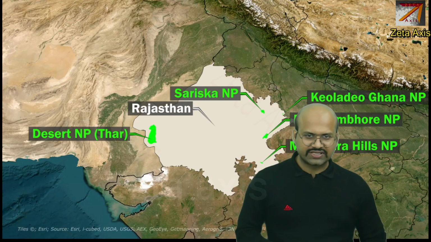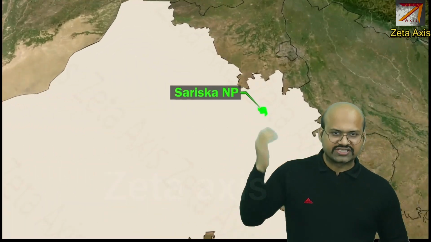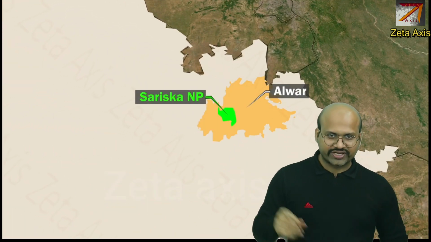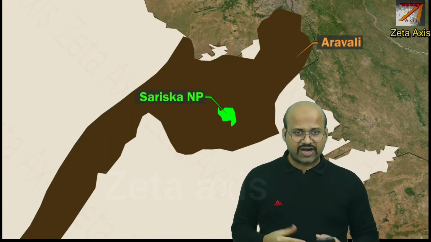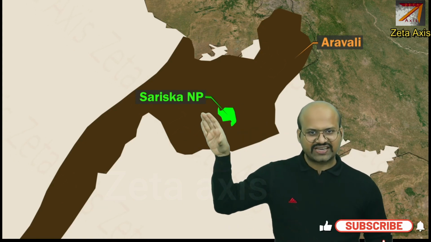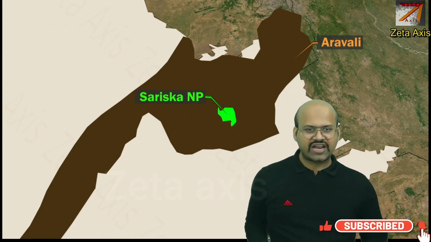If you look at the location, it is slightly in the northeastern side of Rajasthan. It is located in Alwar district. It is part of Northern Aravalli range. So this Sariska National Park is basically part of the Aravalli mountain ranges.